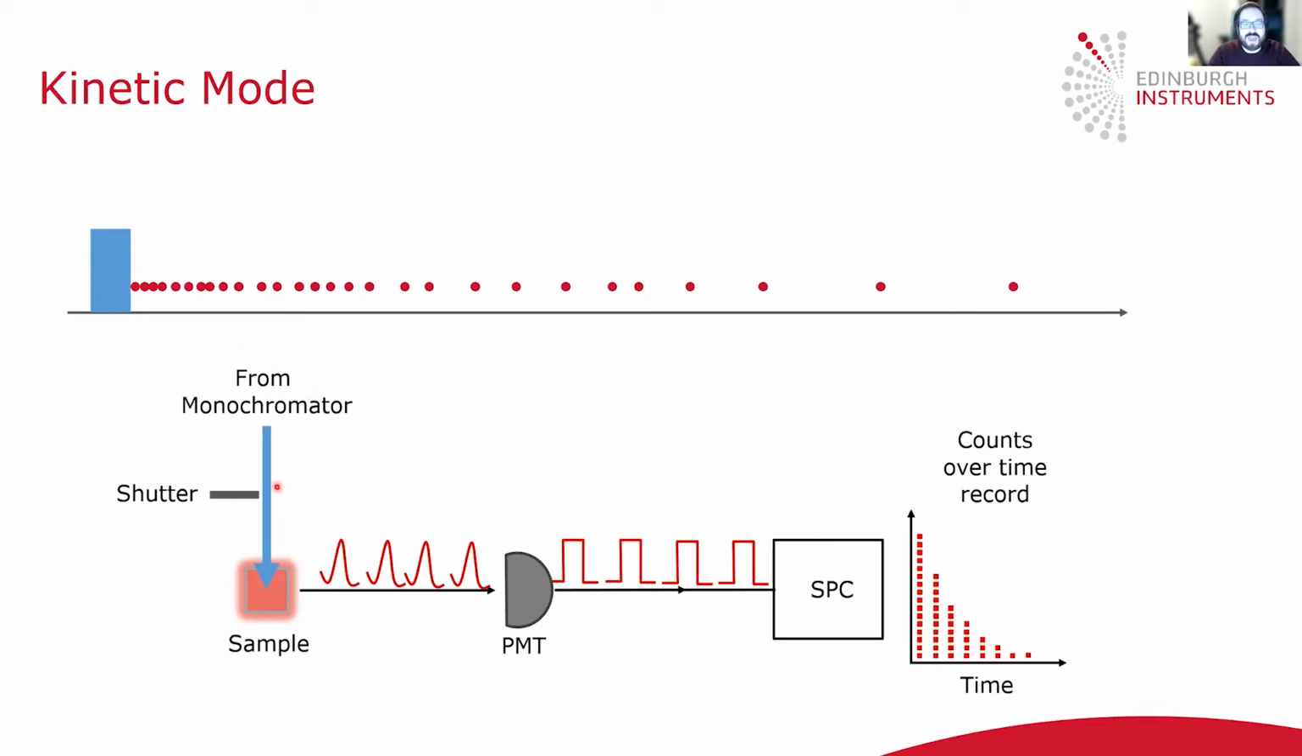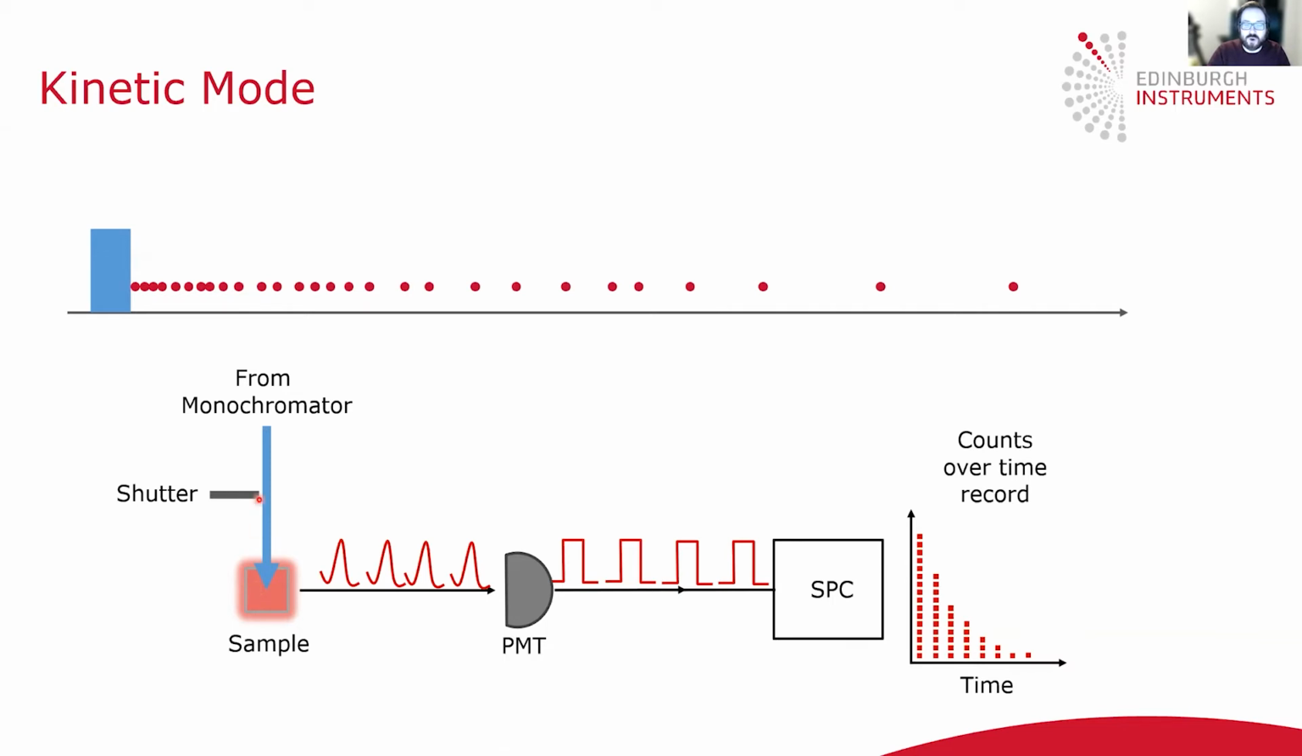The excitation source for the sample is now a continuous wave source. So most commonly, this is provided by the continuous xenon lamp of the FLS1000, which is passed through the excitation monochromator to excite the sample with your chosen wavelength. And there's various types of kinetic mode measurements you can do.